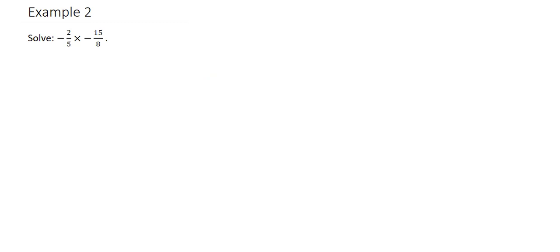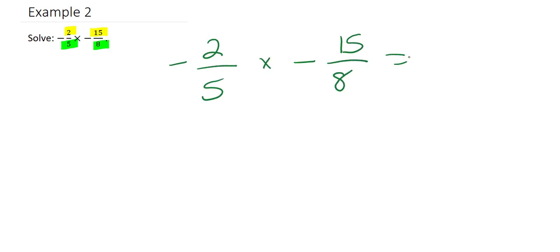Example 2. Solve for the following. We have -2/5 times -15/8. So once again, we're going to be multiplying the top together and multiplying the bottom together. Let's actually just go rewrite this. So notice when we do this, we're multiplying two negative fractions together. So if you have two negative fractions that are being multiplied, we're actually going to have a positive fraction.